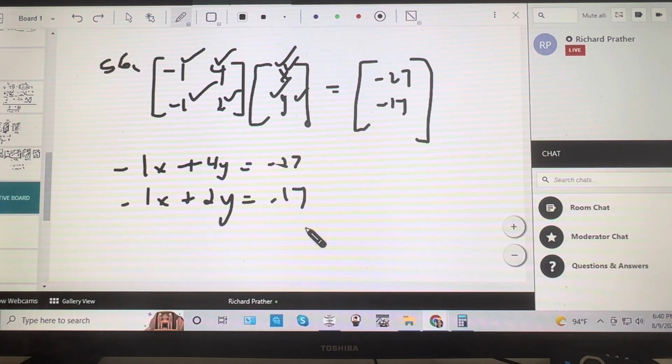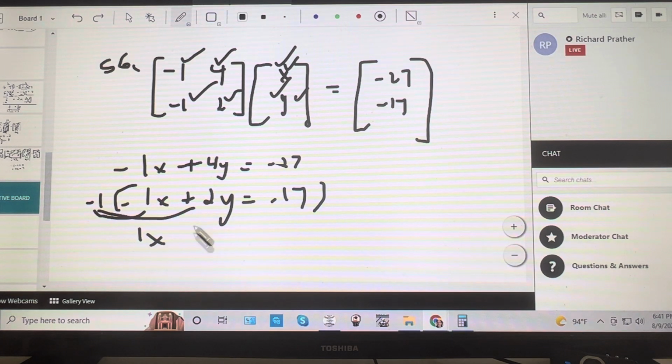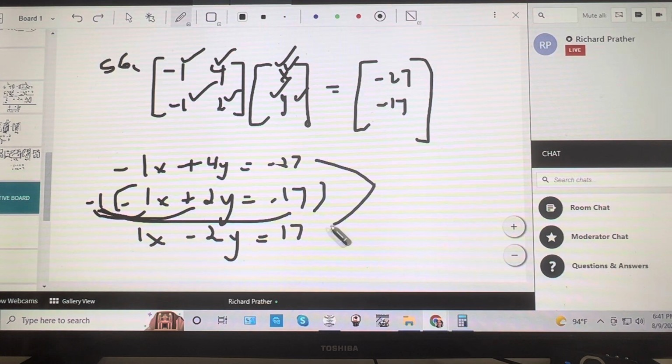And then you could do substitution or elimination from the previous chapter. I could multiply this by negative 1, because then I would get positive 1x, negative 2y, and positive 17. Add these two together.